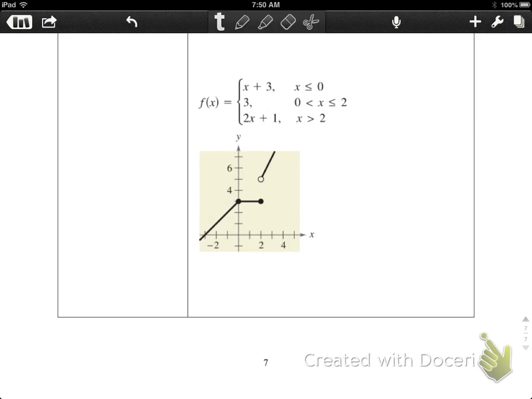Okay, so now you're going to do this one on your own. Again, you can put little arrows on the end to say that's going on forever. So you're going to find out what's the domain of the function, what's the range, where it's increasing, decreasing, and constant. And we'll go over the solutions on Friday.